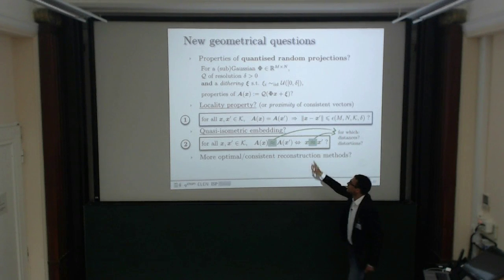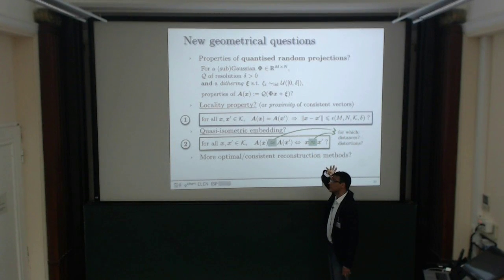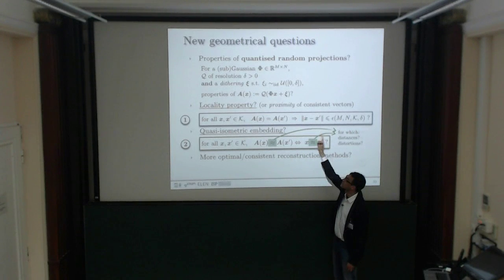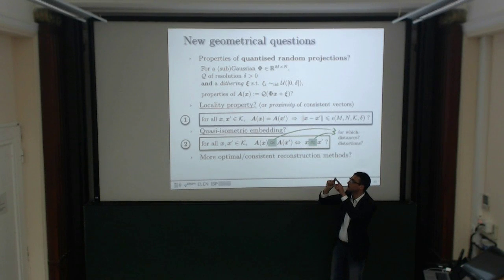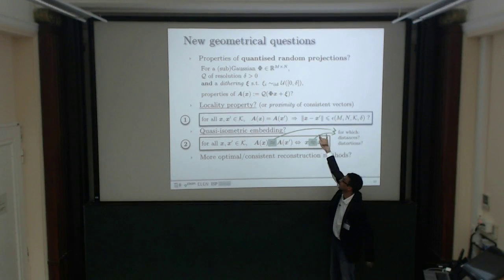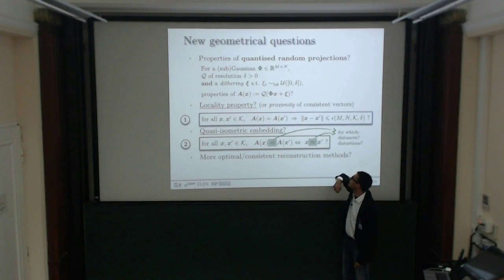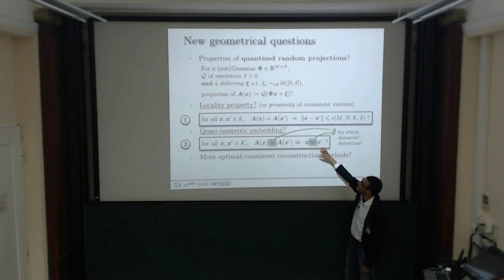Okay. As for the second property that we require, note, this is a weaker property. We are saying that if two signals have the same quantized representation, then they are close. We're not saying the converse, in the sense that we cannot say that if two signals are close, they have the same representation, at least not with this property. This is a stronger requirement, which is a quasi-isometric embedding.